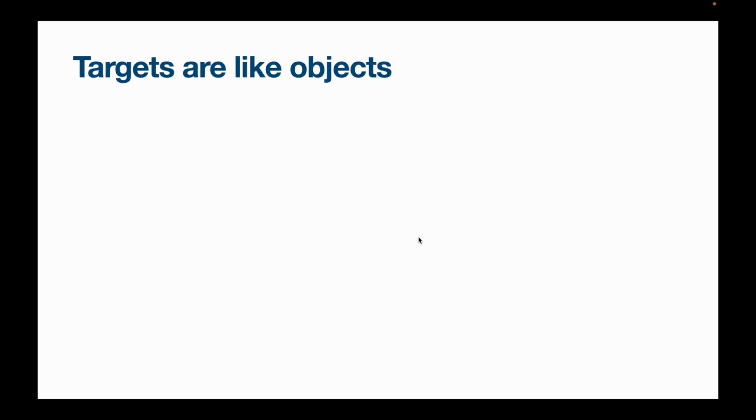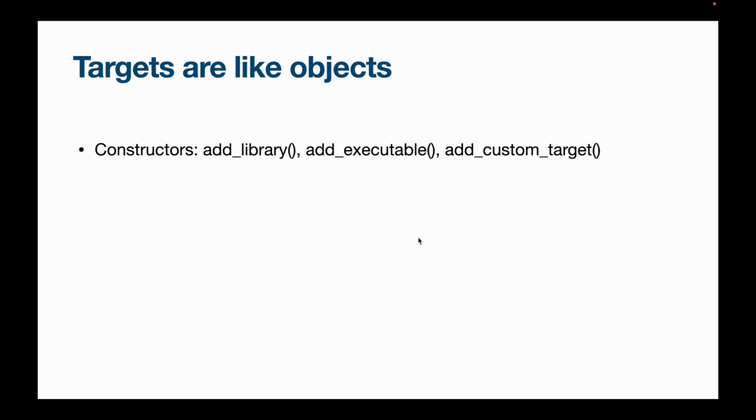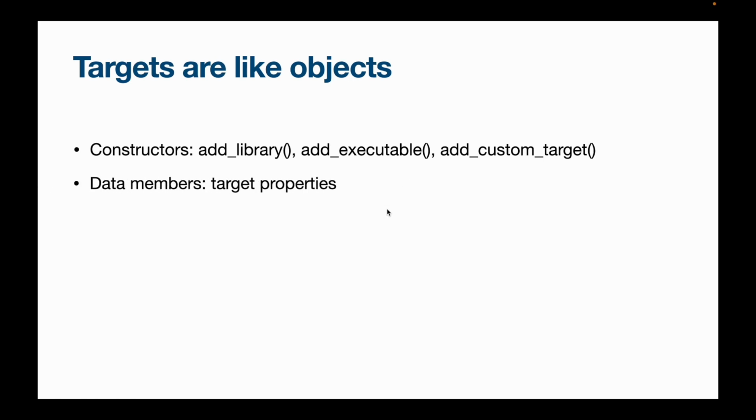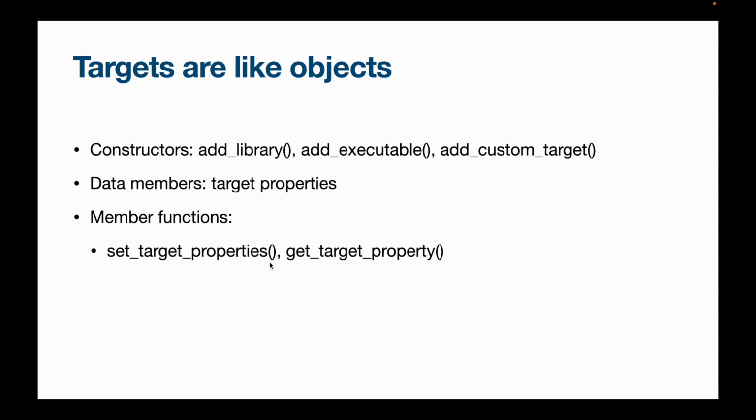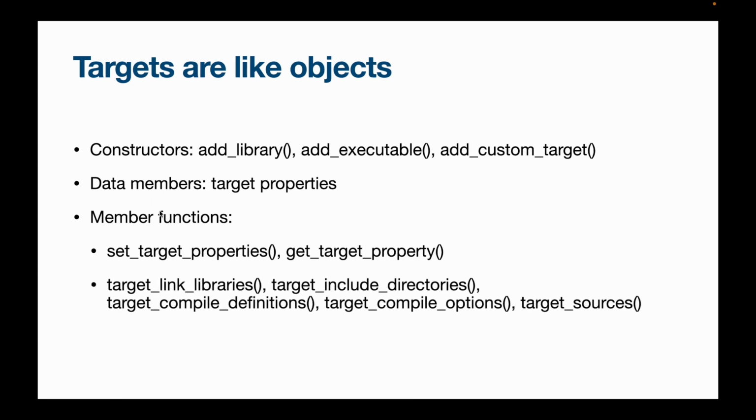Targets in CMake are somewhat like objects. So we have constructors. CMake has commands add library, add executable, add custom target, and these all introduce a new target into CMake's build graph. So those are somewhat like constructors. And then we can think of target properties sort of like data members of these target objects. And then we have member functions. So like I said before, we have set target properties or get target property. These are basically like accessor functions to the data members.